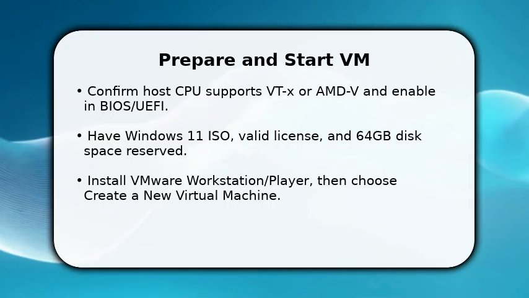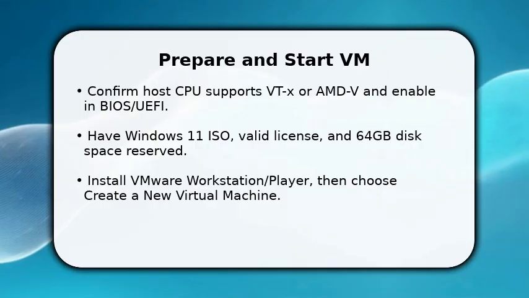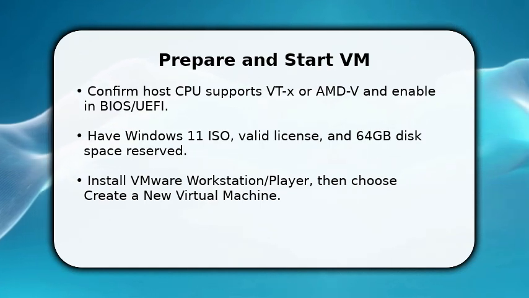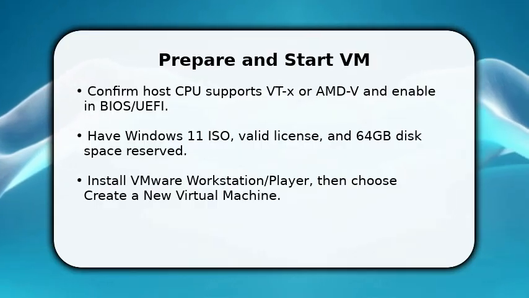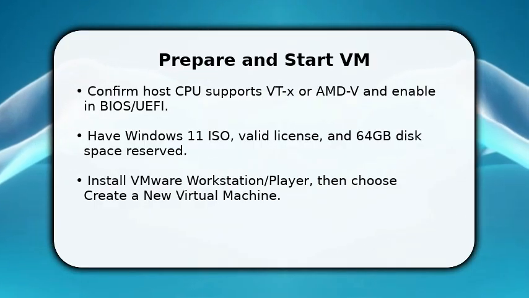Choose Typical for speed. Point the wizard to your Windows 11 ISO and enter the product key or select to activate later. Make sure to allocate at least 4 CPU cores and 8 GB RAM. This balances performance and host responsiveness. Proceed to customize disk size and finish the initial VM creation step.